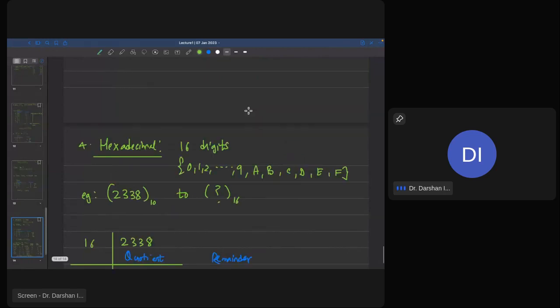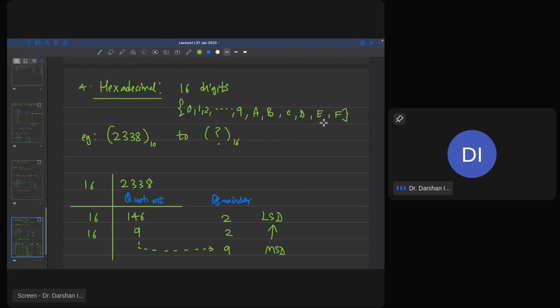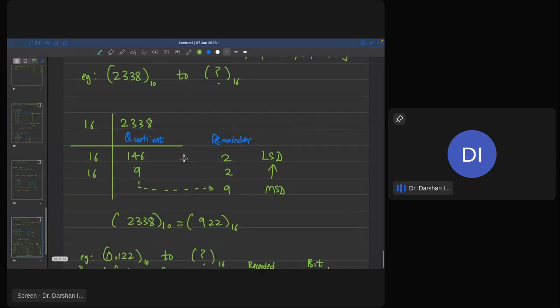Hexadecimal digits are what? 0, 1, 2, 3 up to 9. Then 10 to 15 is also there, but it is coded from A to F. You can see 10, 11, 12. How do you get it? Keep on dividing by 16. Same process, right? That's the best part of it. So 992 to the base 16. This is not 922. No, it is to the base 16. Yes, this is 2338.